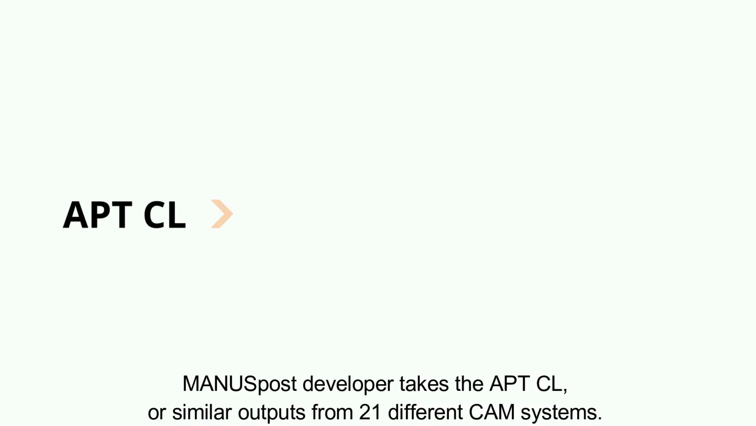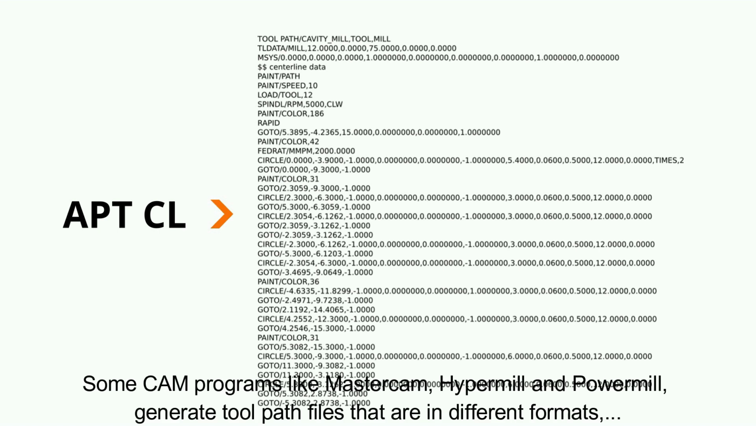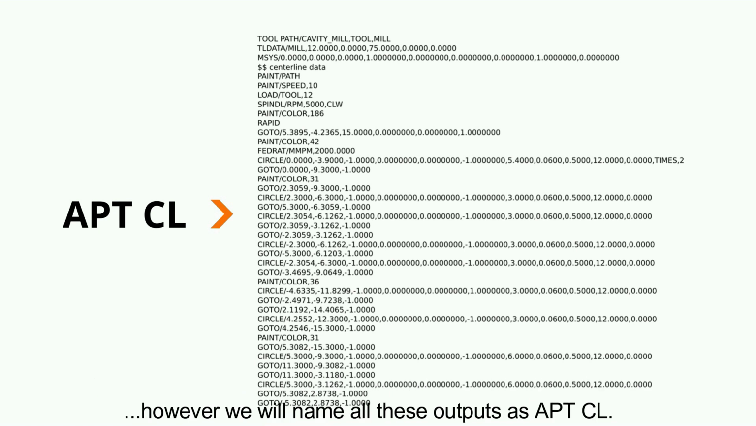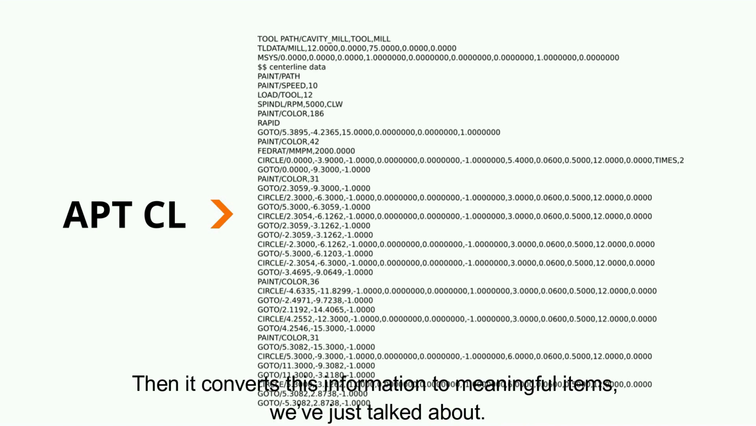MANUSpostdeveloper takes the APTCL, or similar outputs, from 21 different CAM systems. Some CAM programs like MasterCam, Hypermill, and PowerMill generate toolpath files in different formats, however we will name all these outputs as APTCL. The first thing MANUSpostdeveloper does is to read and interpret this APTCL file. Then it converts this information to the meaningful items we've just talked about.